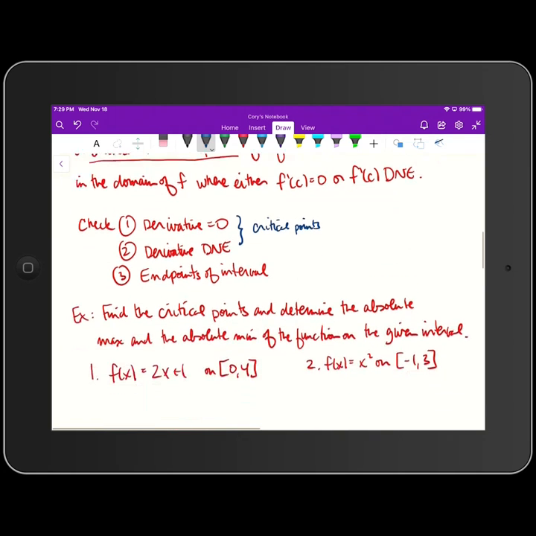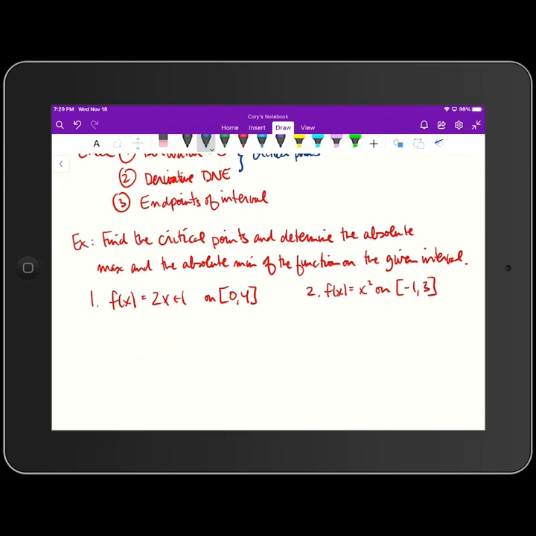Okay, so let's get into some examples illustrating this extreme values theorem. The directions ask us to find the critical points and determine the absolute max and the absolute min of the function on the given interval. All right, and for number 1, we are given the function f of x, which is equal to 2x plus 1. We're looking at this on the closed interval from 0 to 4.